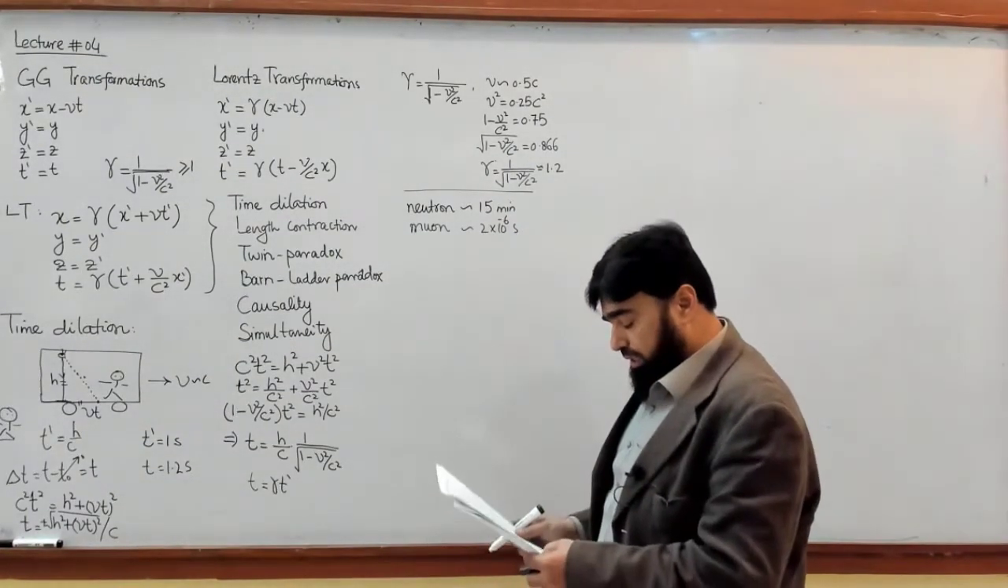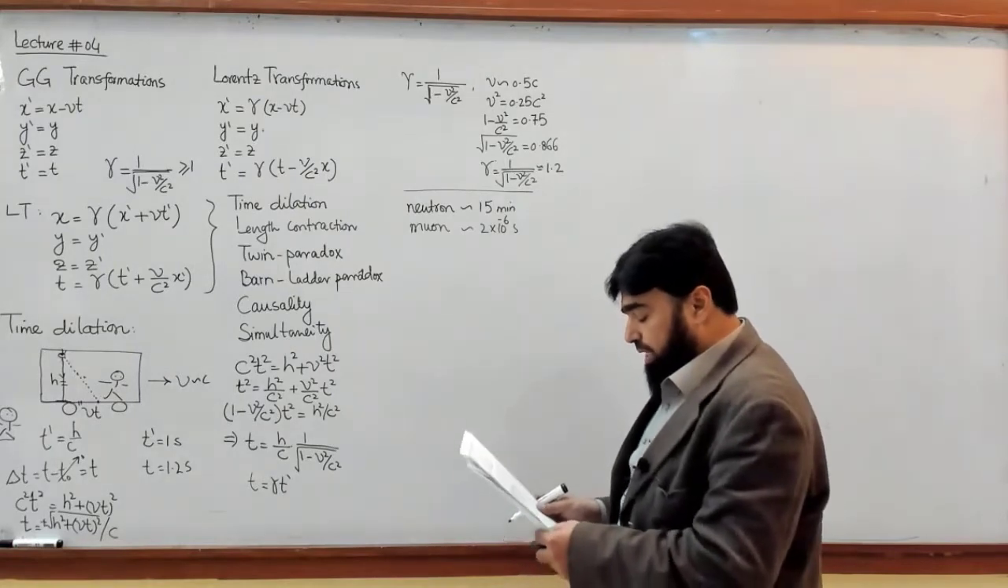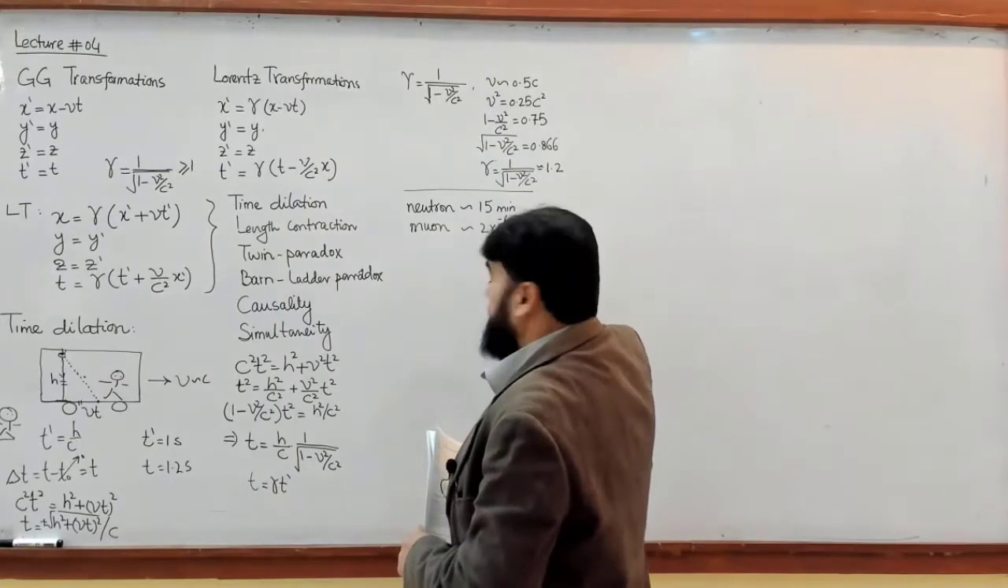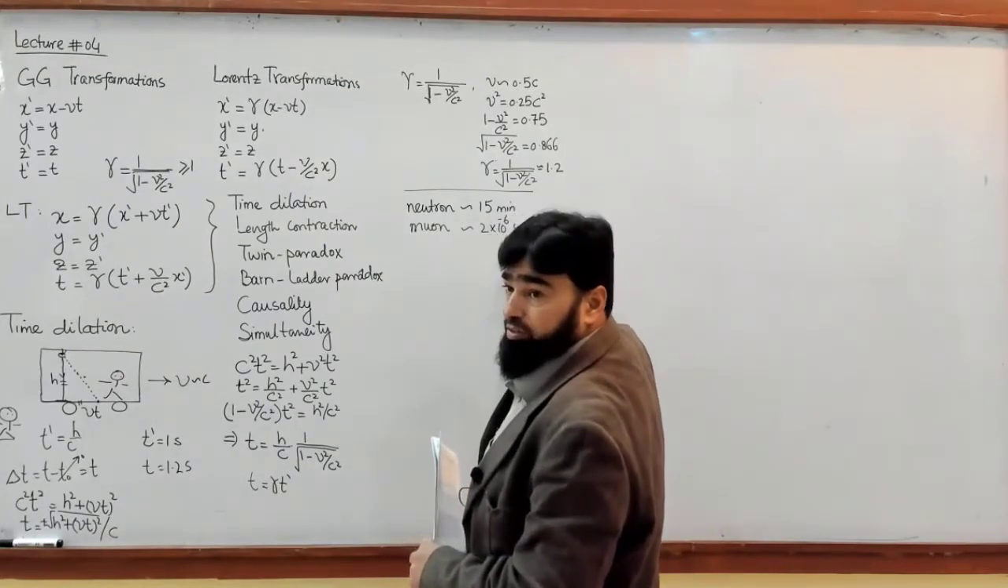Now if we solve this example that a muon is traveling, now this is the stationary or the rest frame lifetime.